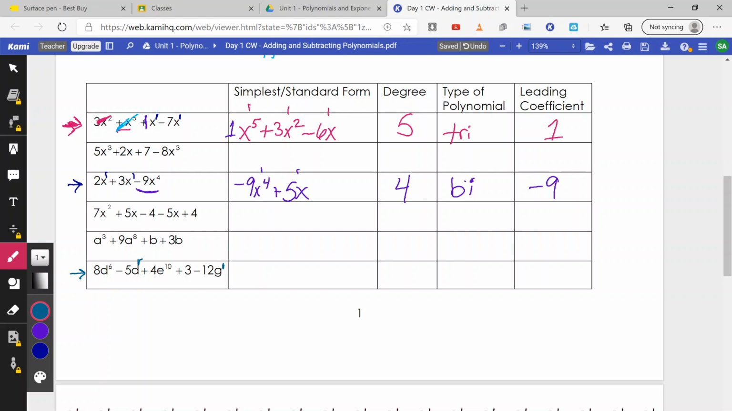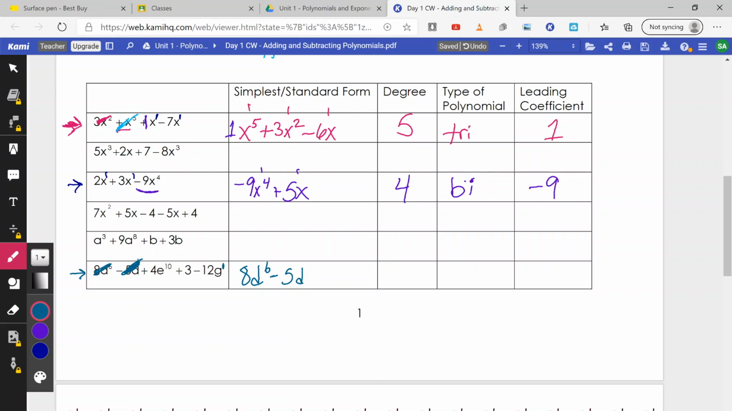Pretty much we go alphabetically. So if I'm dealing with multiple variables in the same problem, I'm going to start off with the variable that comes first in the alphabet. So D, E, and G. Which letter comes first? The letter D is going to be first. So I look at exponent of D's. So I got 6 and 1. 6 is highest. So we are going to say 8d to the 6th comes first. And then minus 5d.